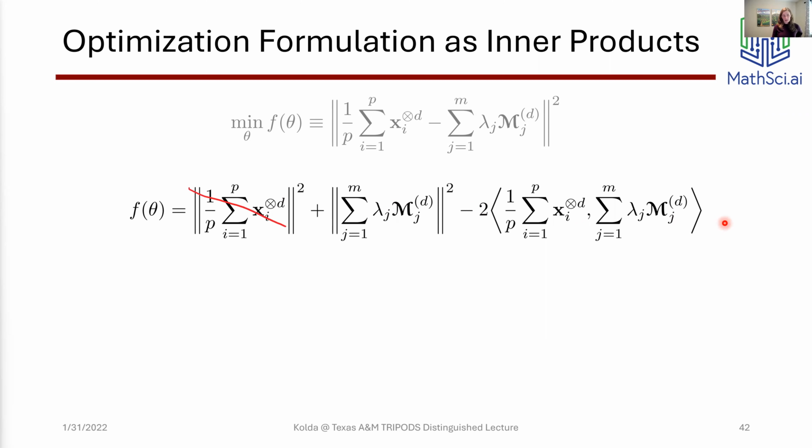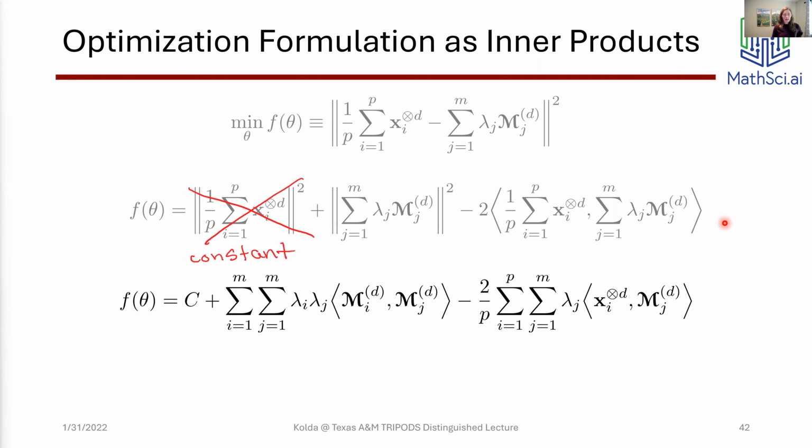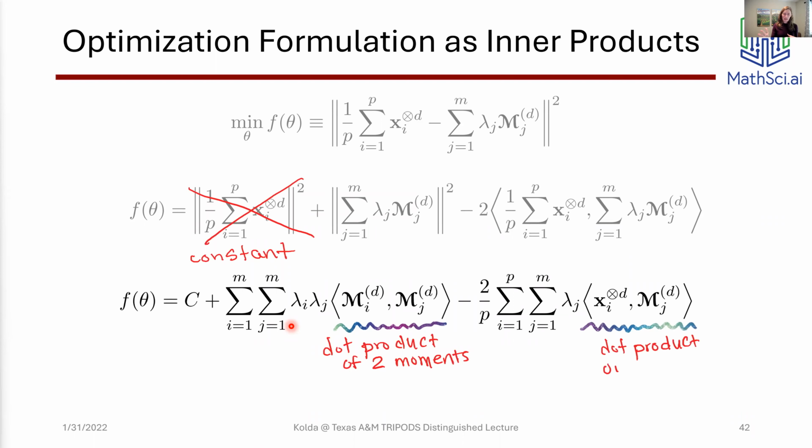Then the first term is a constant, so we can just replace that with a constant because it doesn't affect the optimization, so we can effectively ignore that. And then we're going to pull the summations out of the dot products. So we have now the sum of all the pairs of dot products of the different moments, so basically how the different Gaussians are interacting. So we're going to look at the inner product of their dth moments, and then the inner product of each Gaussian moment with each sample moment.